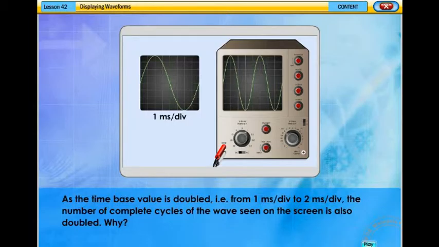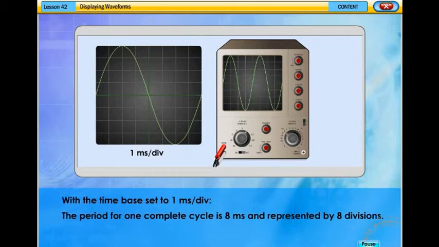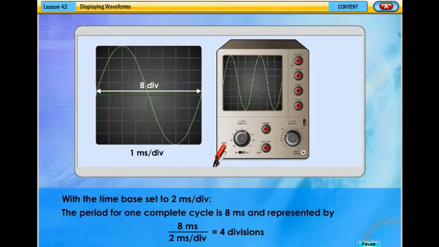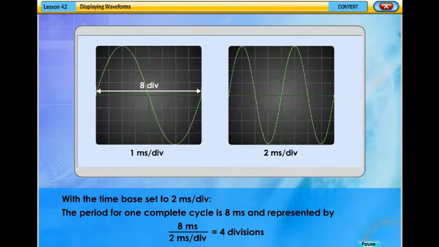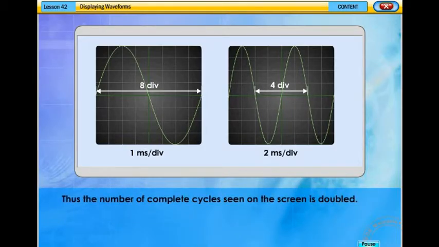Why? With the time base set to 1 millisecond per division, the period for one complete cycle is 8 milliseconds and represented by 8 divisions. With the time base set to 2 milliseconds per division, the period for one complete cycle is 8 milliseconds and represented by 8 milliseconds over 2 milliseconds per division equals 4 divisions. Thus, the number of complete cycles seen on the screen is doubled.